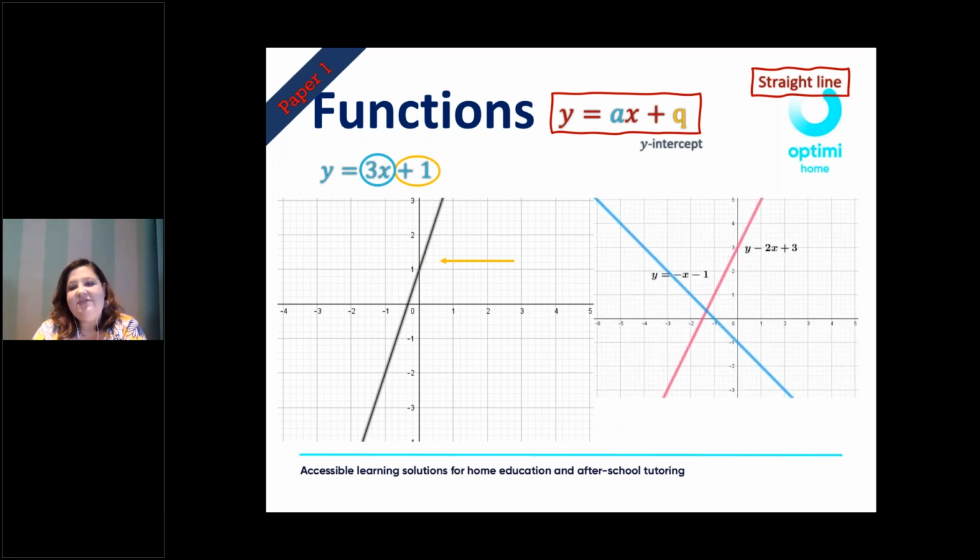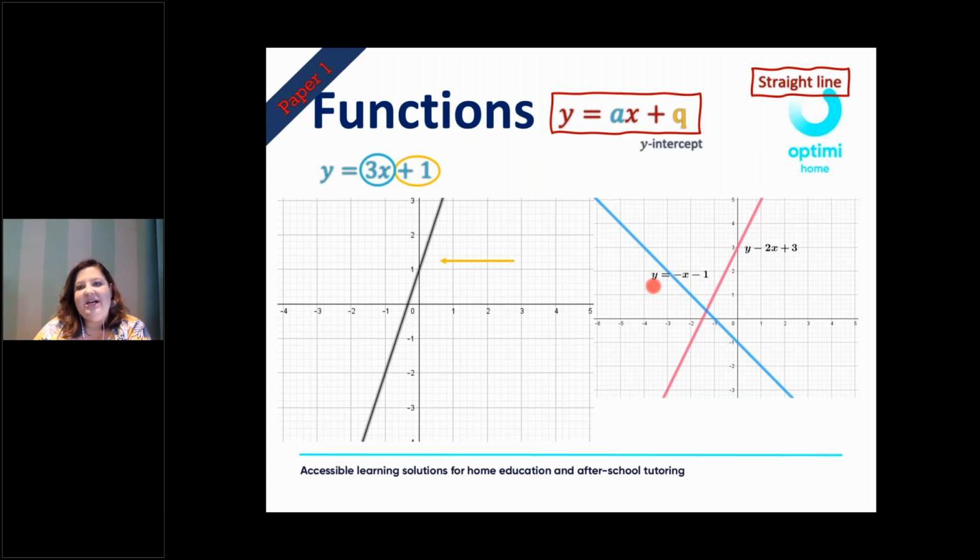I've drawn two different graphs over there for you, just to show you the different y-intercepts. So if I look at this, it should be y is equal to 2x plus 3. Sorry, there's a typo over there. So the +3 is my Q value. It means that it needs to cut my y-axis at 3. And there you can see that.